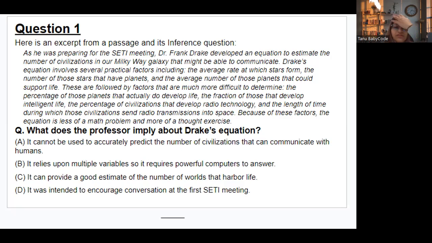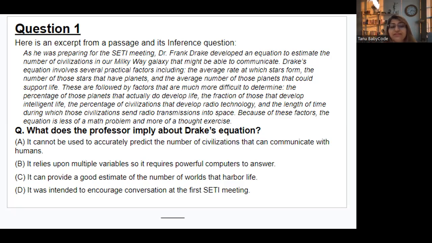Once done, okay. Now let's see the options here. First says it cannot be used to accurately predict the number of civilizations that can communicate with humans. So do you think it's the correct one? Is the professor talking about that Drake equation cannot be used accurately to predict the number of civilizations?